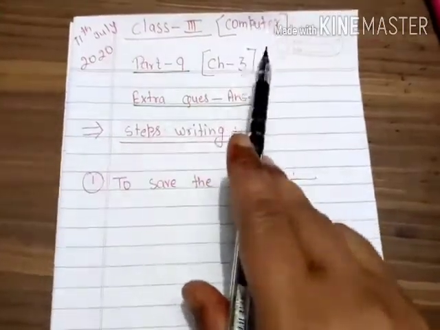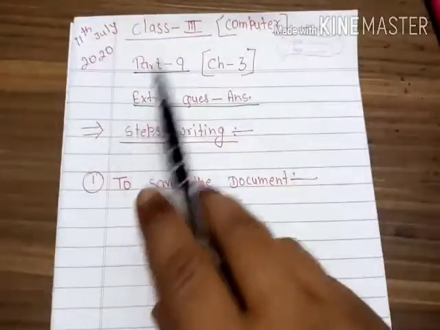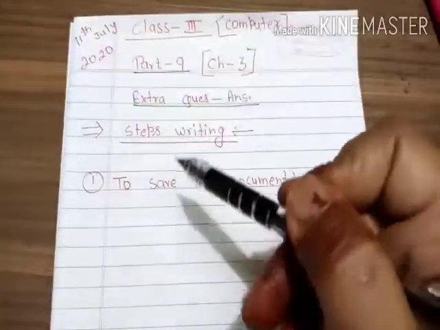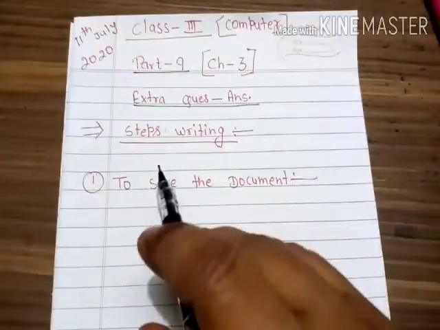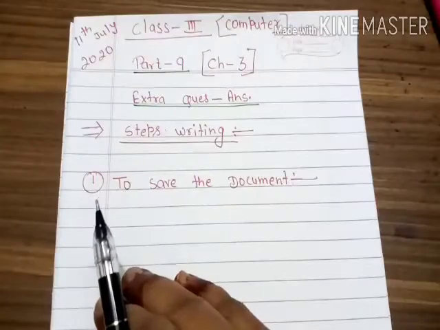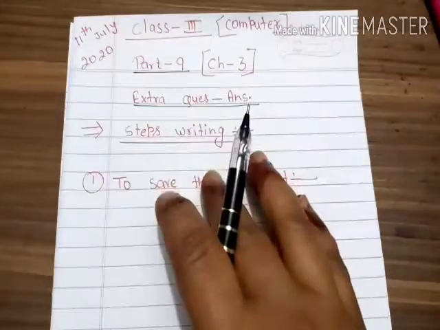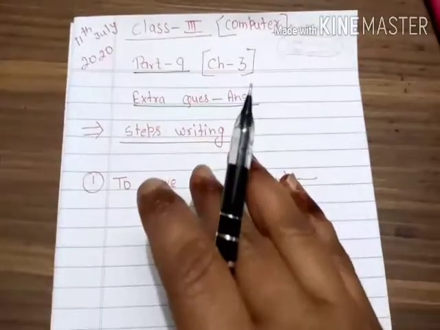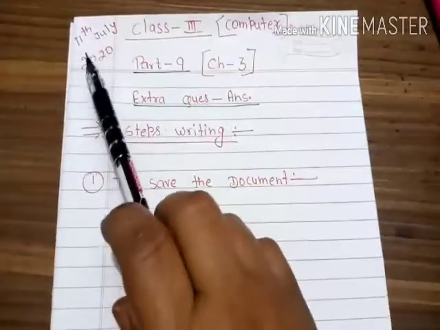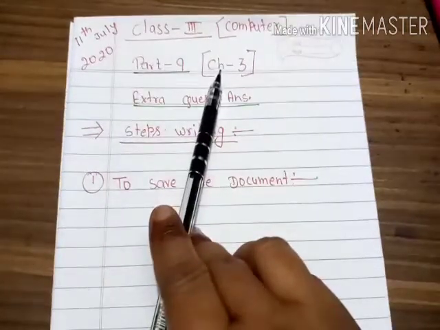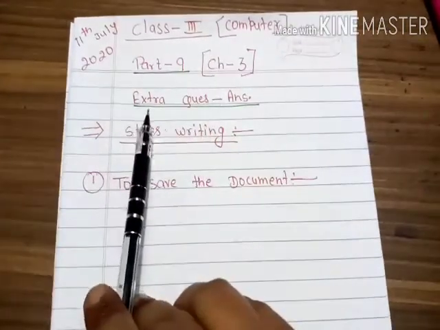As you remember, in the last video we completed the exercise question answers. Now I am preparing some extra question answers which are from inside the chapter. So what you have to do, you just take out your computer copy, then start writing in your copy. First of all you write there today's date, then chapter number 3 and extra question answer.